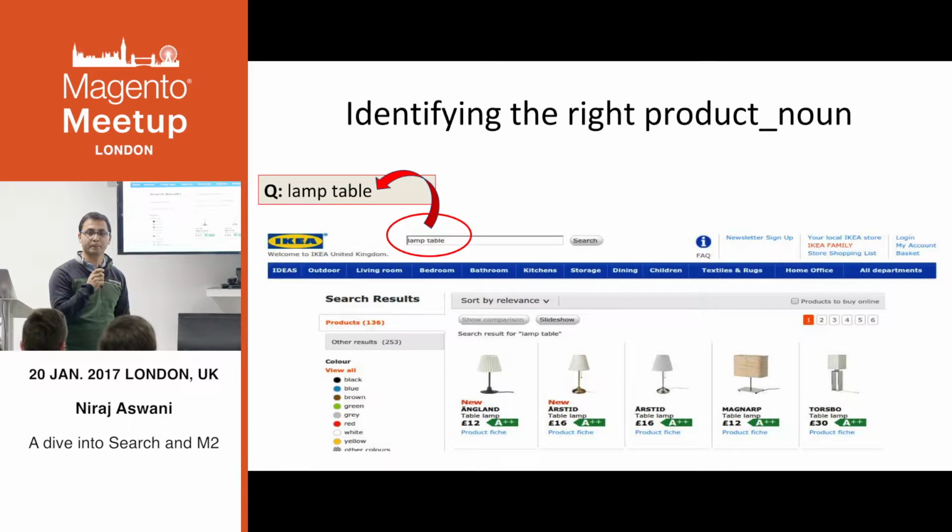You don't consider the solar. Yeah. How many of you know about solar? Elasticsearch?